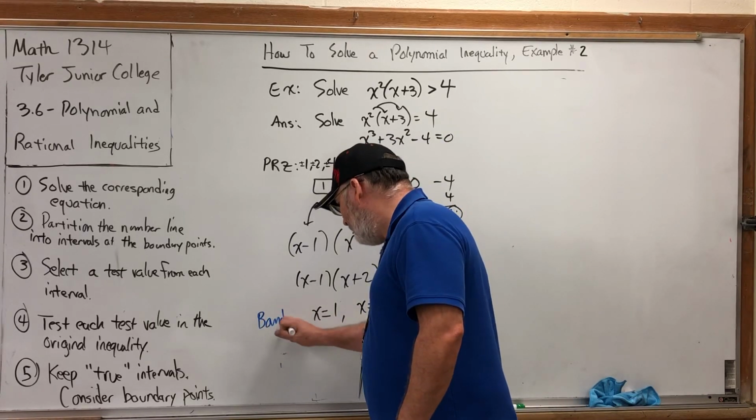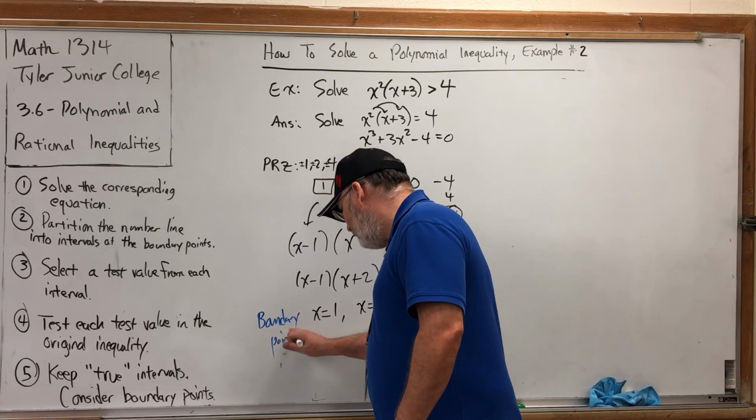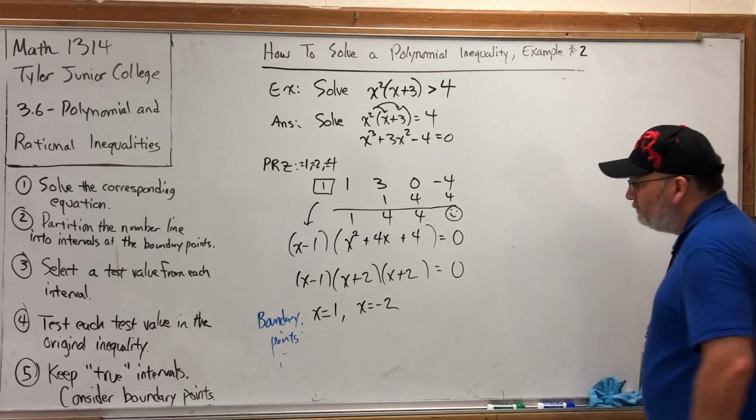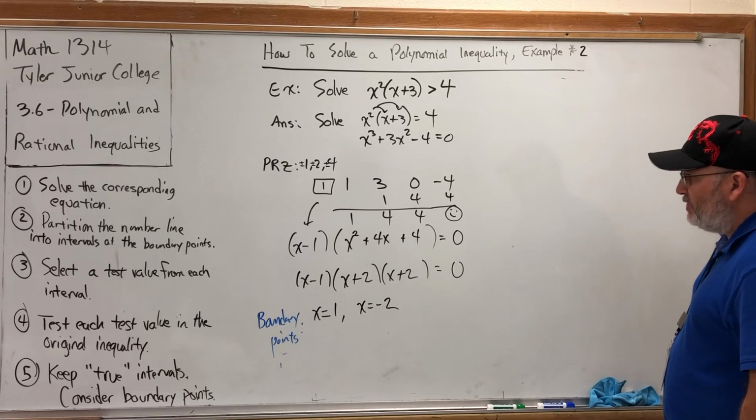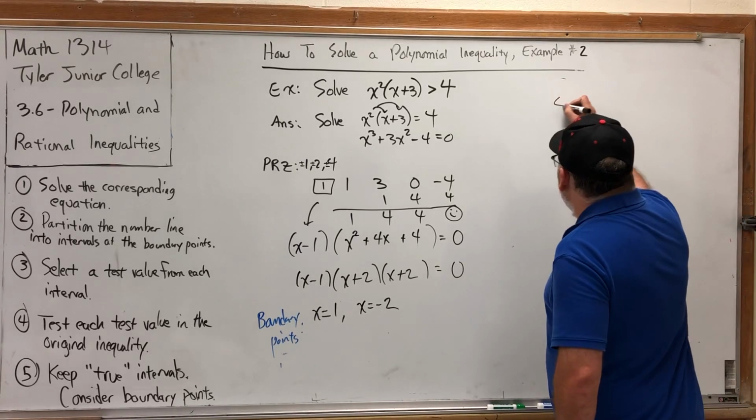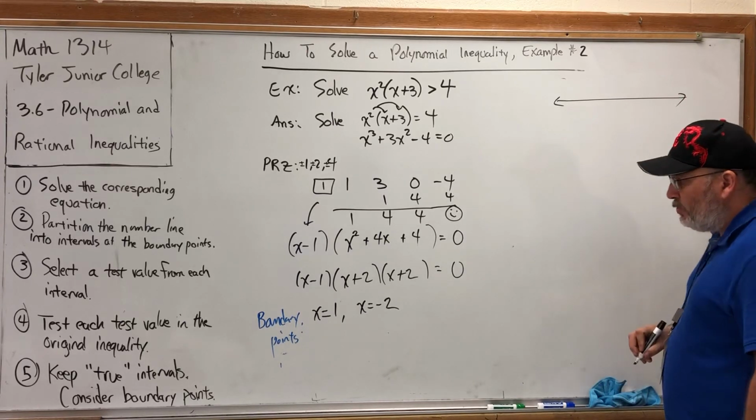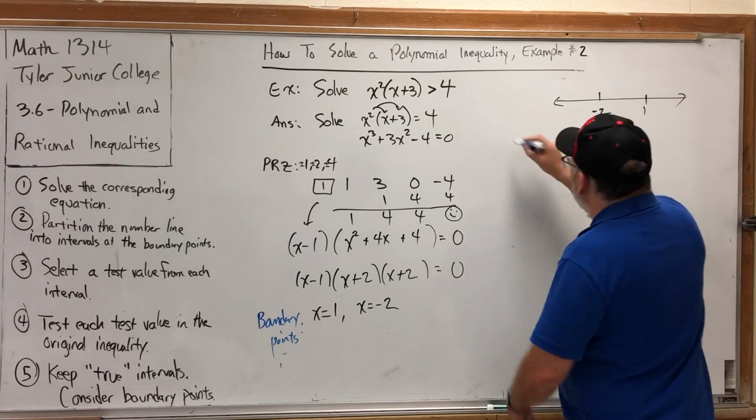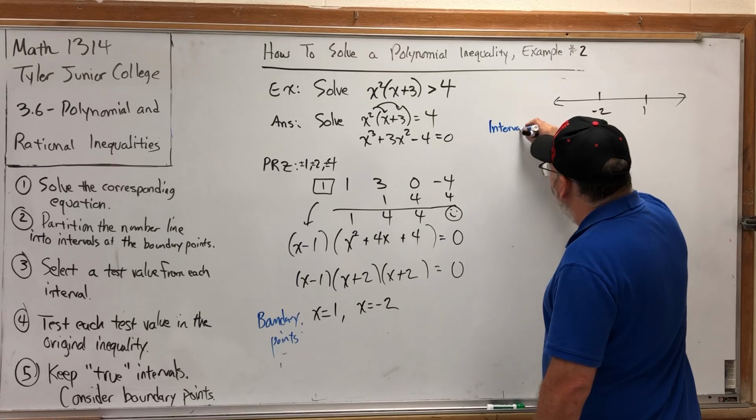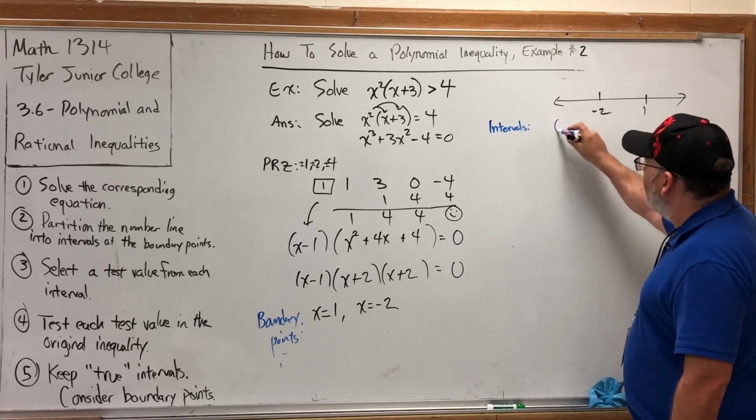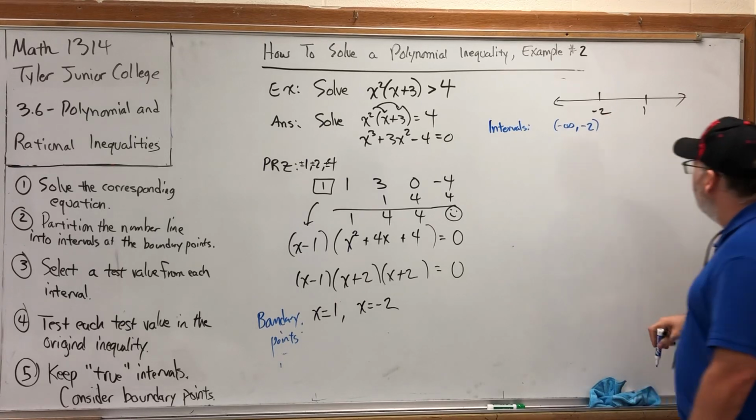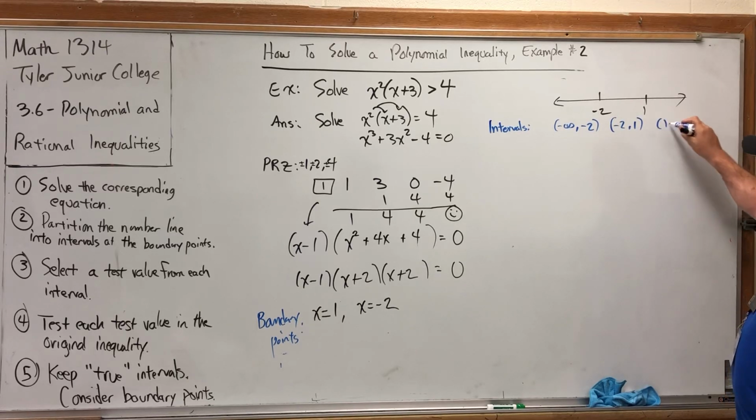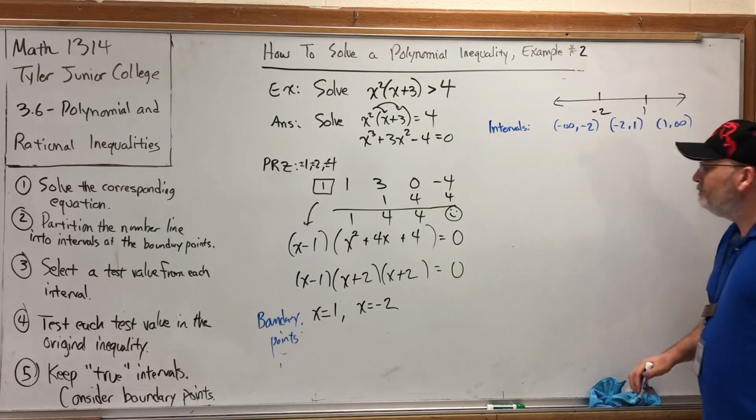So in this example, the first step took quite a bit of work, because solving the equation required us to use some techniques we learned earlier. So let's move on to step 2. Partition the number line into intervals. We only have 2 boundary points, negative 2 and 1, which means we have 3 intervals. The interval to the left of negative 2 is negative infinity comma negative 2. The middle interval is negative 2 comma 1, and the rightmost interval is 1 comma infinity.